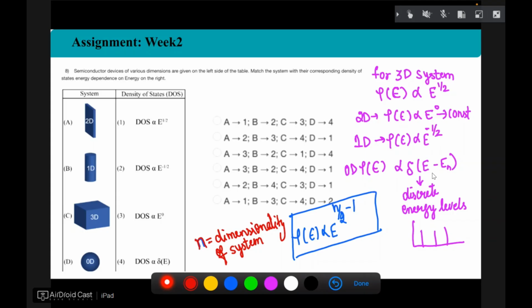So A will be 3, B will be 2, C will be 4. A3, B2, C1, and D4. So this is the correct answer.